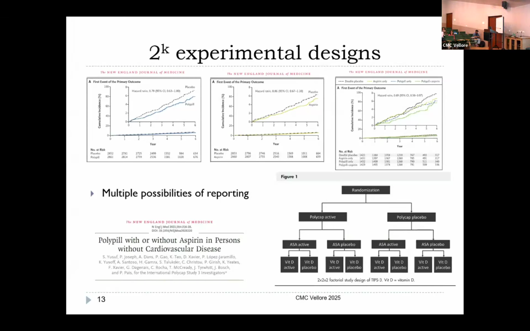So since this does not show an effect, they reported these four. These four are the four lines that you see here, as a four-arm parallel design. It's not commonly done, but it's done somewhat. And this study is one of few studies that have been done with polypills.